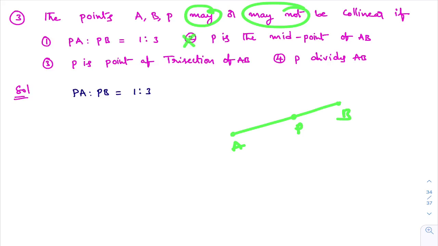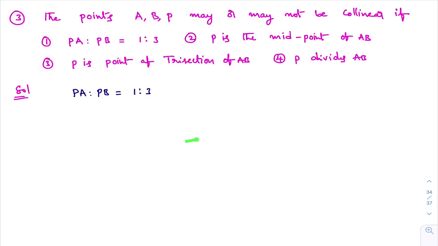Okay. Now you observe here this third one. P is a point of trisection of AB. Point of trisection of AB means the point P which divides AB in the ratio 1:2 or which divides AB in the ratio 2:1 are known as points of trisection. What I am trying to say, if P is a point of trisection, that means P divides AB in the ratio 1:2 or P divides AB in the ratio 2:1. Any one thing must happen. That means then also the points will be collinear. I cannot say they may or may not be collinear. They are definitely collinear. I hope you are understanding.